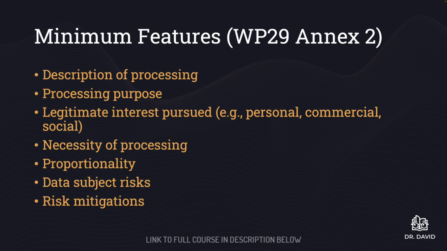So the minimum features of a DPIA as outlined by the WP29 in their Annex number 2 are as follows: a description of the processing, the purpose of the processing, the legitimate interest pursued, for example, is it personal, commercial, or social, the necessity of the processing, the proportionality, the data subject risks, and the risk mitigations.